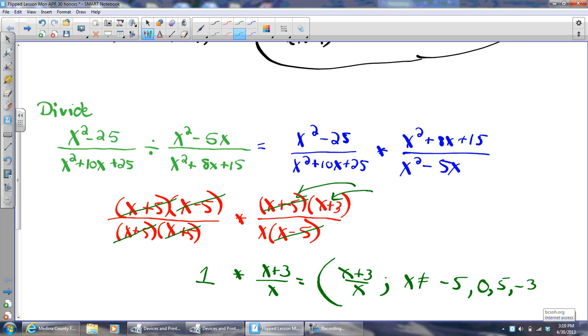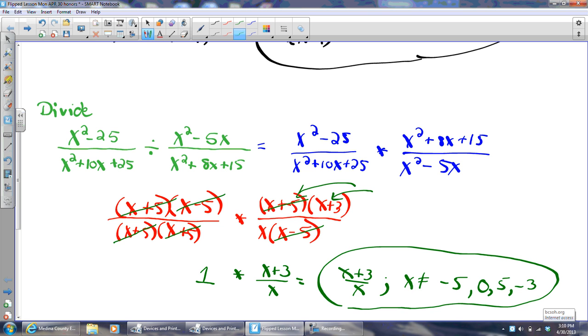In other words, what I'm trying to say is that x squared minus 25 over x squared plus 10x plus 25 divided by x squared minus 5x over x squared plus 8x plus 15 is the same as x plus 3 over x when x does not equal 5, negative 5, 0, or negative 3.